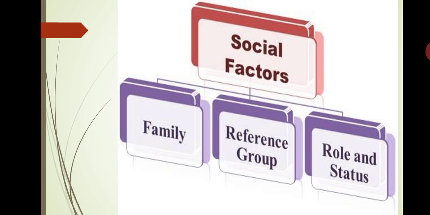Next one, reference groups. What are reference groups? A reference group is a group of people with whom an individual associates. In other words, it is a group of people who influence a person's attitudes, values and behavior. Reference groups refer to all the groups that have an influence, whether direct or indirect, on a person's behavior. There are various types of reference groups: membership groups, primary groups, secondary groups, aspirational groups, and dissociative groups.